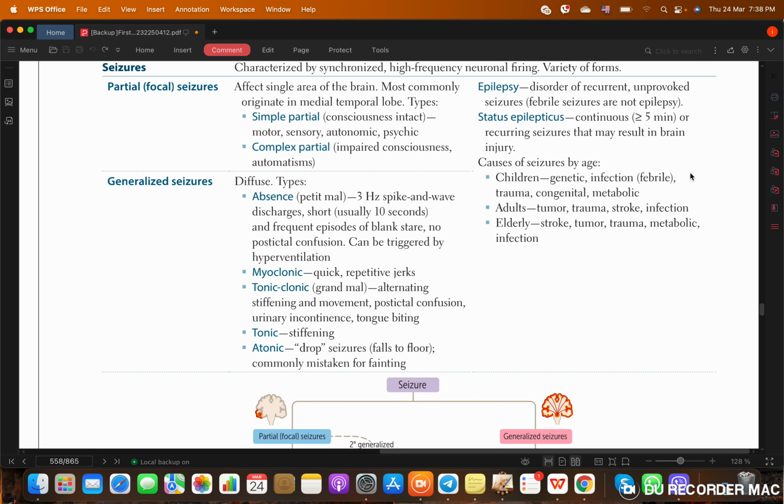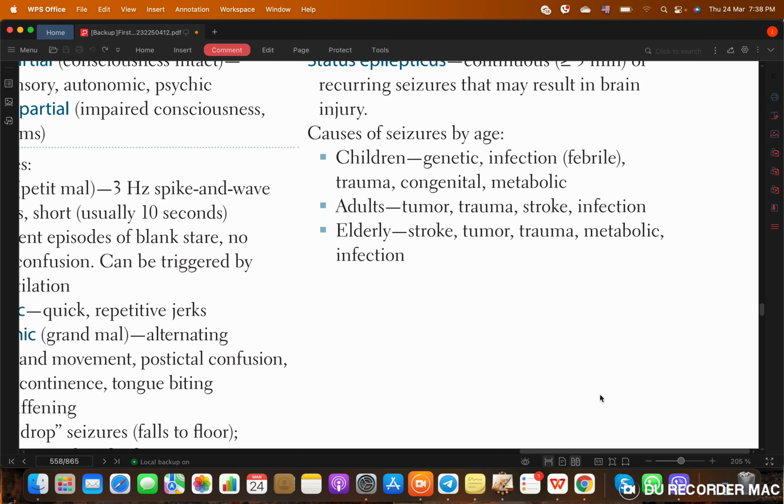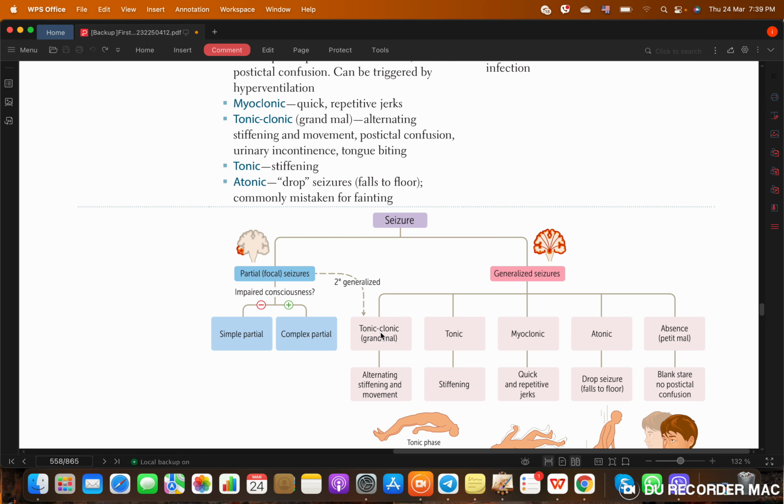Causes of seizure by age: in children, it can be genetic or infection, febrile seizure, it's not an epilepsy, could be congenital or metabolic. In adults, we have tumors that can cause that, trauma, stroke, and infection. If I was you, I would memorize the first one from each one. In elderly, it's stroke, tumor, trauma, metabolic, and infection. So in children, most commonly genetic, in adults, most commonly tumor, and in elderly, most commonly stroke.